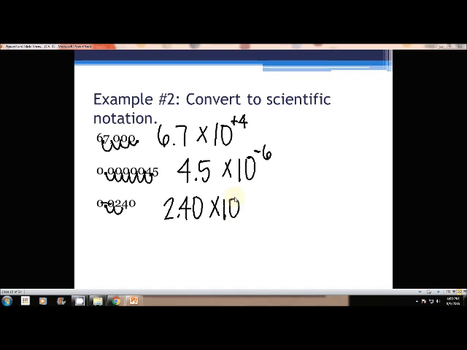Times 10. I moved twice, so I have 2 times. And it was a decimal, so it was originally less than 1. I had to move it right, so we're going to have a negative 2 exponent. So that's how you go from a decimal or from a regular number into scientific notation.